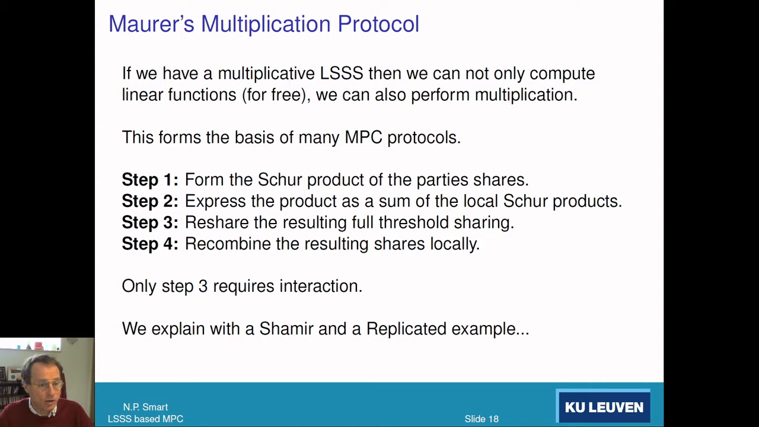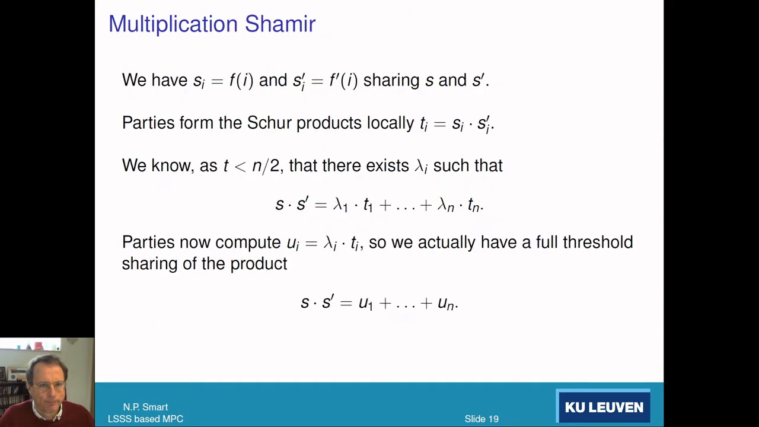So we need to interact, we need to send messages when we want to perform a non-linear operation such as multiply. So how does this work in practice? How does this 4-step process work? We'll explain that with Shamir and then with replicated so you can really understand it.